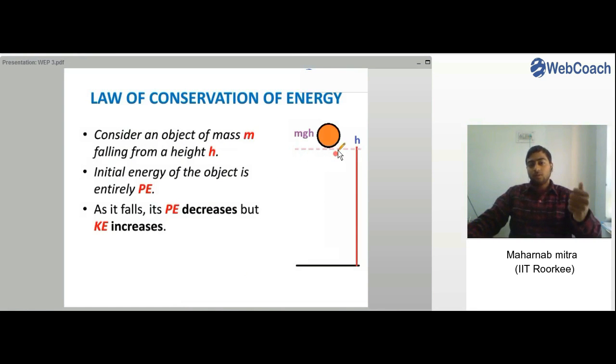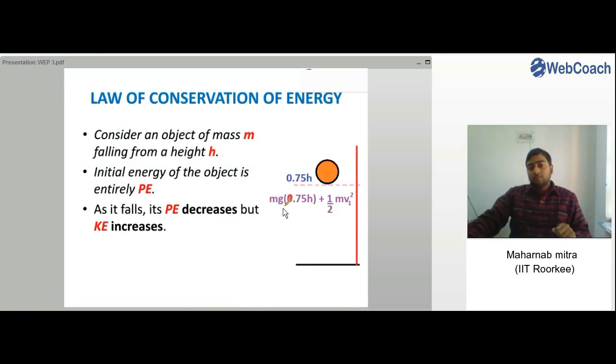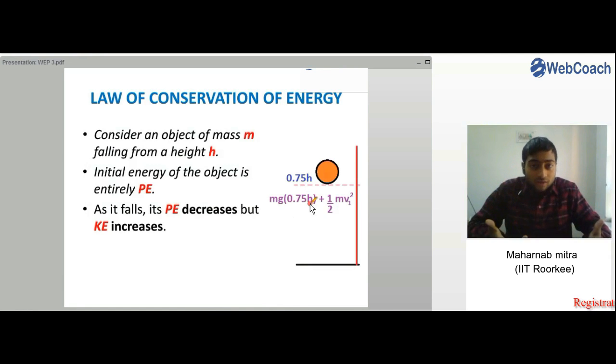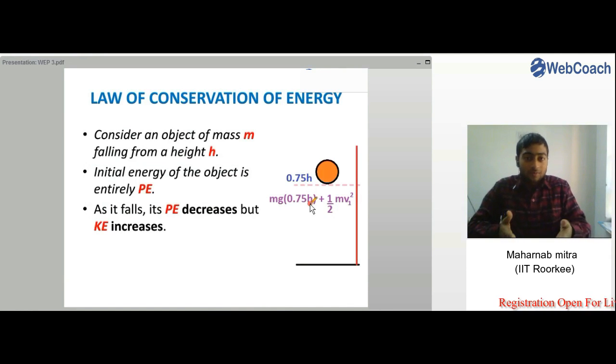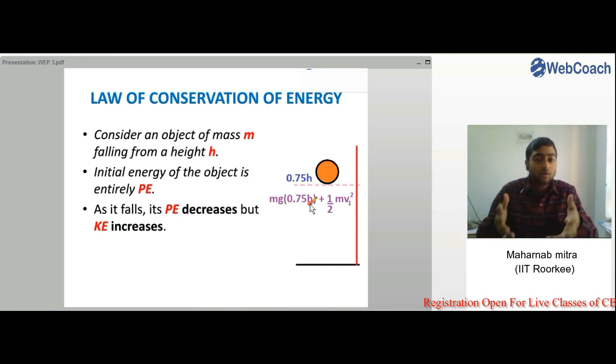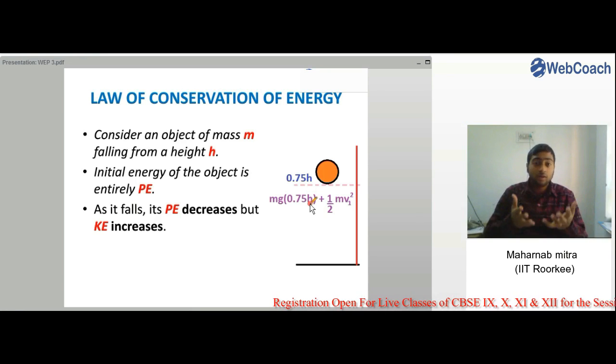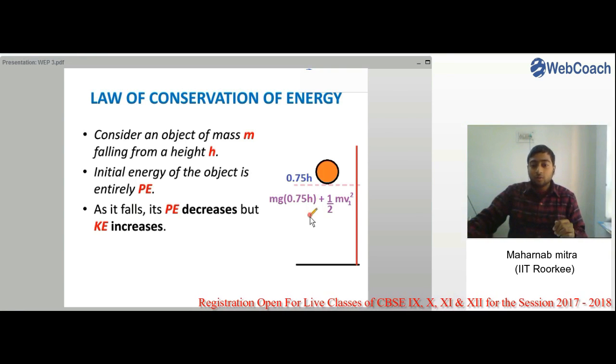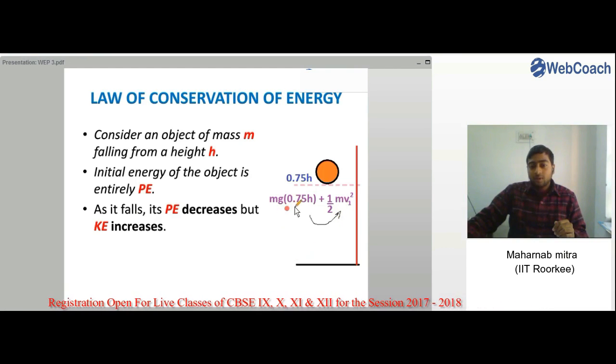So let us see from the initial point. Here we had mgh as the total energy. At the next point, at a lower point, we had mg into 0.75h. So we have lost 0.25 times the potential energy, right? We have lost 1/4 of the potential energy. And where has the 1/4 of PE gone? It has been converted to kinetic energy.